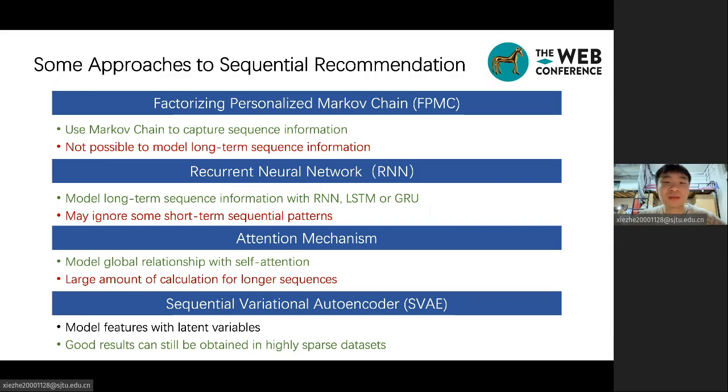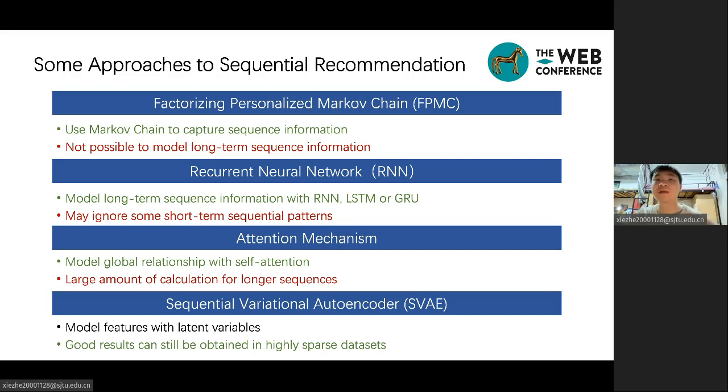The next one is RNN. Since FPMC is not able to model the long-term sequence information, some methods use RNN to model the long-term sequence information. However, RNN-based methods may ignore some short-term sequential patterns. So in some datasets, they may even be worse than FPMC.